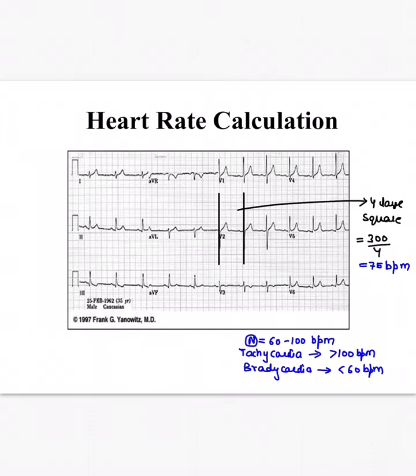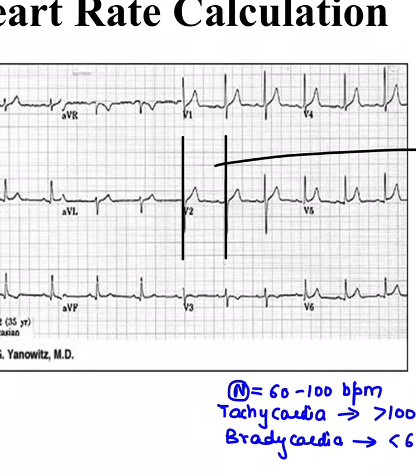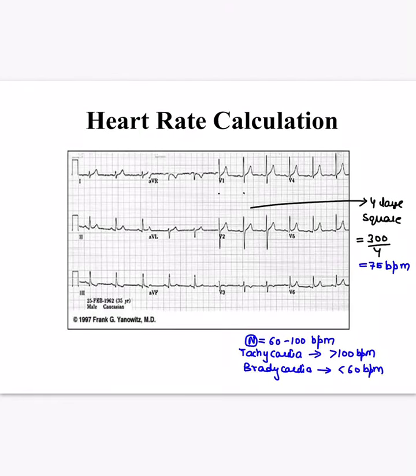If we take the distance here, suppose this is where we need to calculate. Okay, see what happens here. Calculate the distance between these two RR intervals. That comes out to be 1, 2, 3, 4. That comes out to be 4 large squares, that is 75 beats per minute.